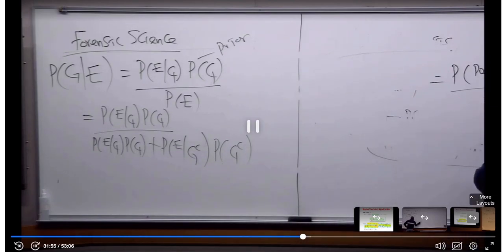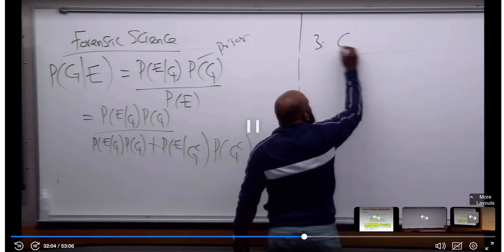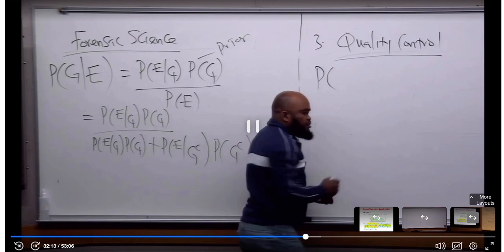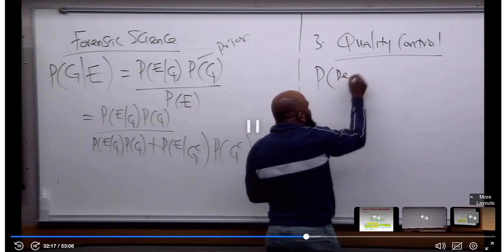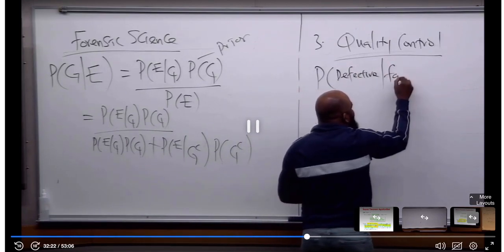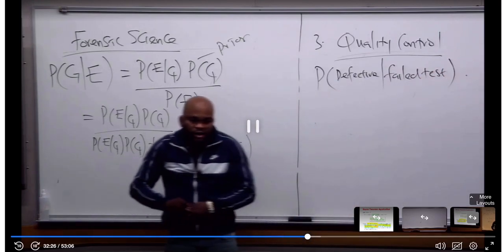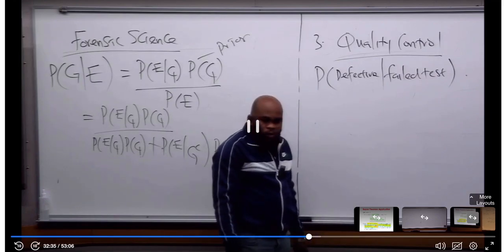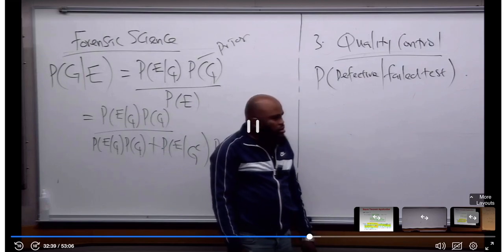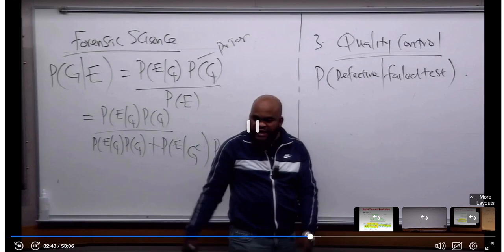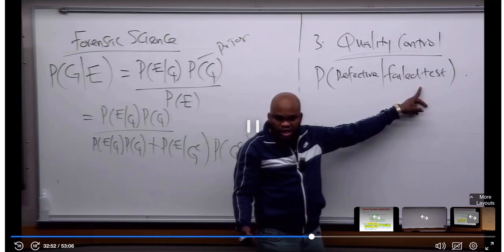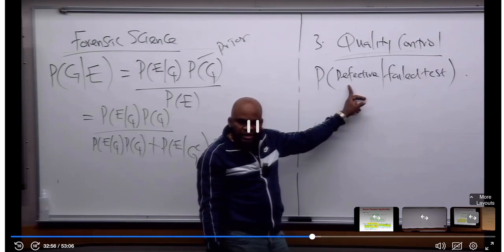I'm going to go into another application, which is number 3, quality control. What is the probability that a product is defective, given a failed test? In any manufacturing industry, I believe they have a quality control office, and they make sure that whatever they produce goes through a quality test. Now, you've tested a particular product and it failed. You want to figure out the probability that the product is defective.